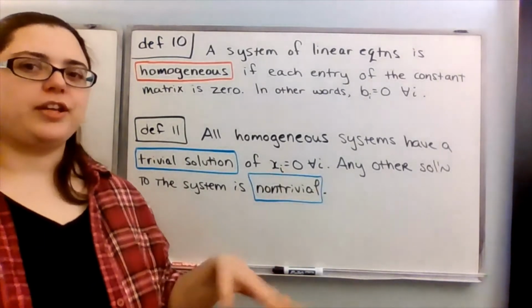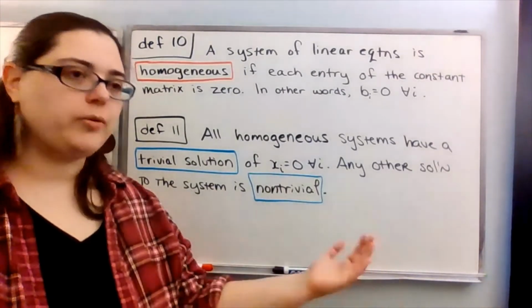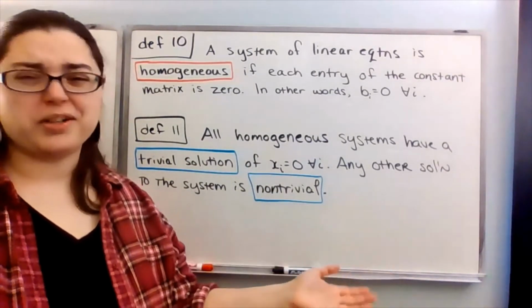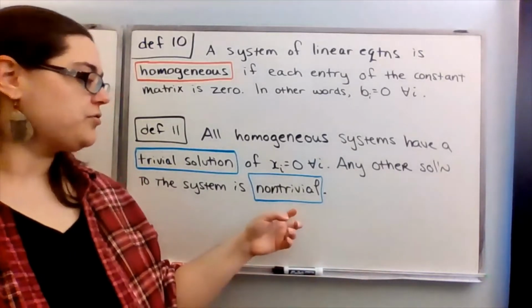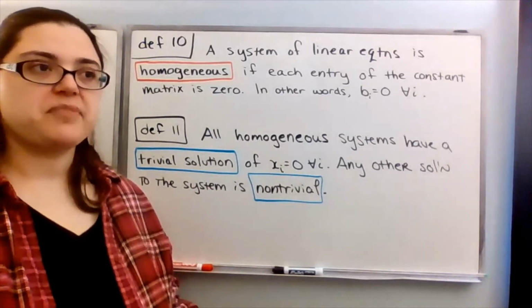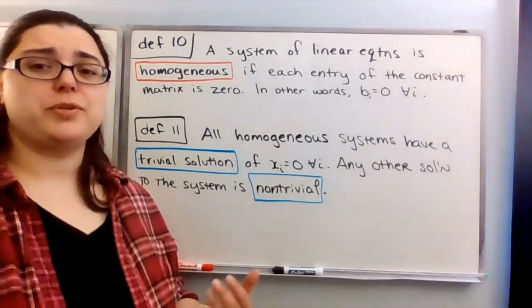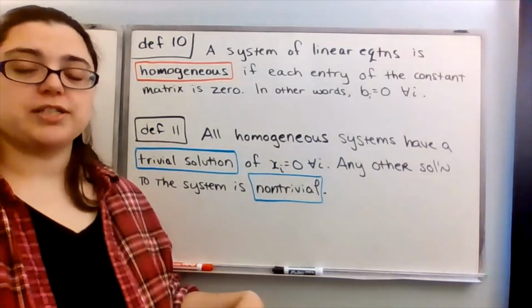Now, the word trivial here doesn't mean unimportant. It just means, yes, it's always there. I don't have to do any work to find it. It's trivial work to find it. So non-trivial means we're going to have to do some work to find those solutions. So how about we do an example of doing that work? Let's find all of the non-trivial solutions to a homogeneous system of equations.